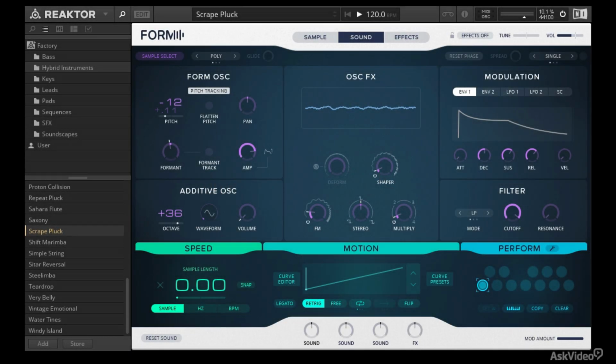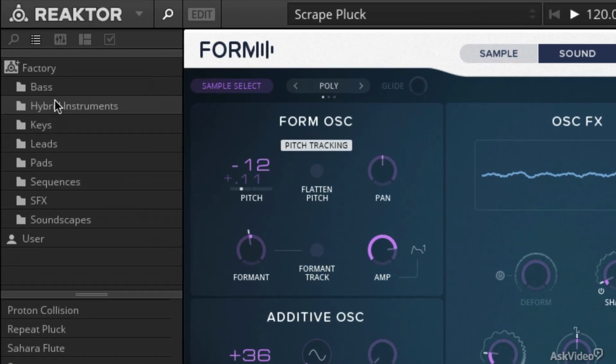All right, so in the next few videos, I want to show you some preset deconstructions, if you will. So we're going to look at some of the included presets with Form to really help you understand how deep this synthesizer can go and things you should try when you're programming your own sounds. And so the first one I'm going to start with is in the hybrid instruments.